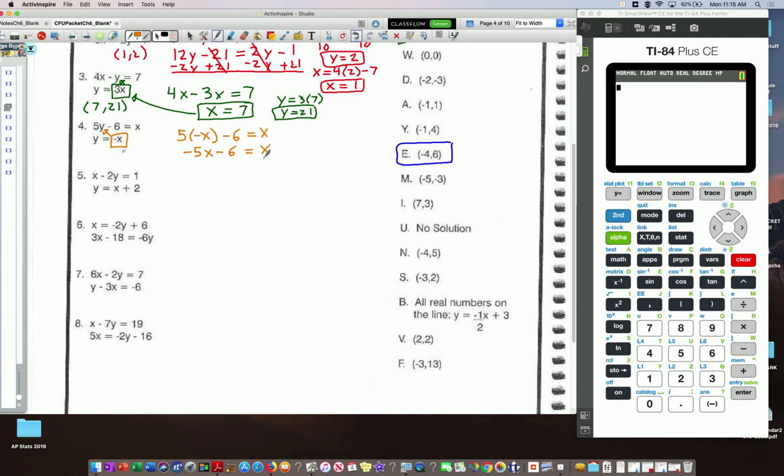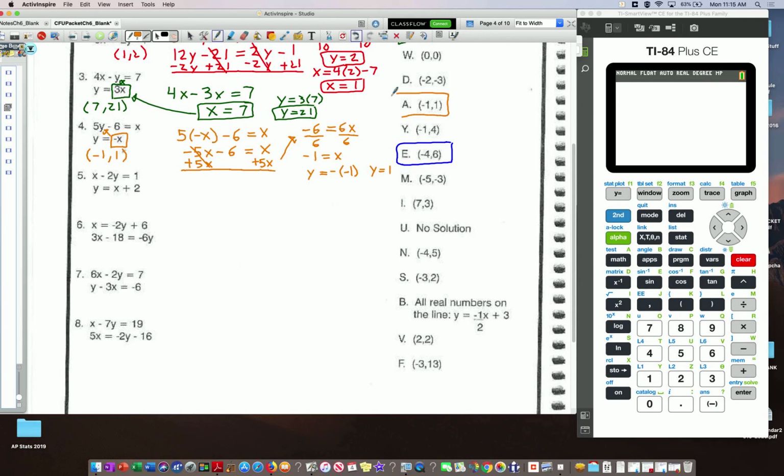equals x. One of the things I'm actually going to do is I'm going to add 5x to both sides. You don't have to put the x's on the left side. So when I do that, I have negative 6. So those cross out. Negative 6 equals 6x. Divide by 6. x equals negative 1. So now I can plug that in right here. So y is going to equal a negative 1. So y actually equals positive 1. So I get the ordered pair negative 1, 1.